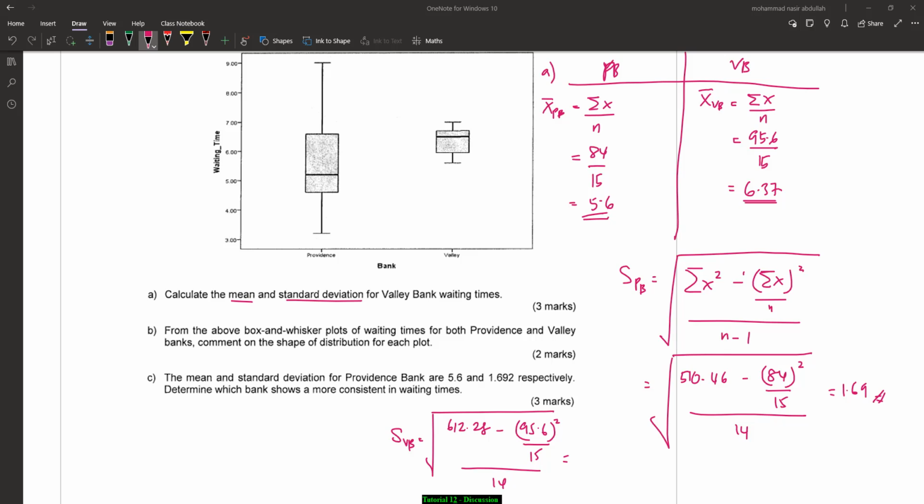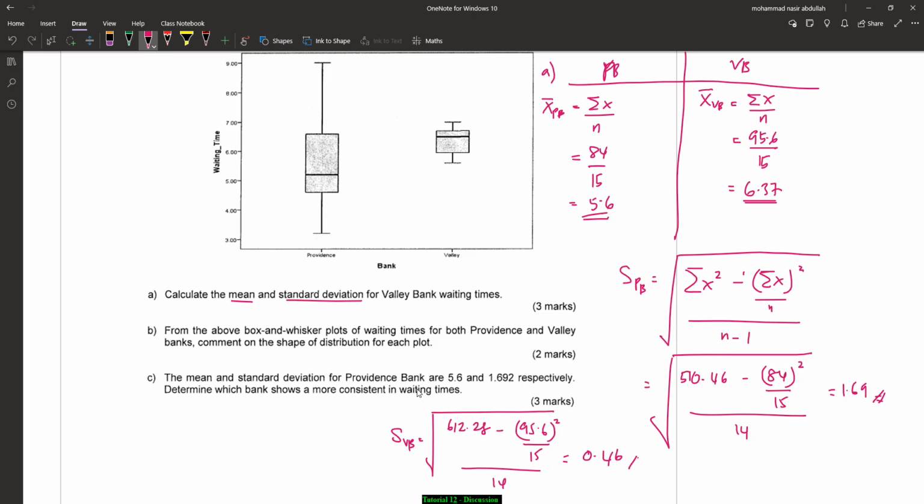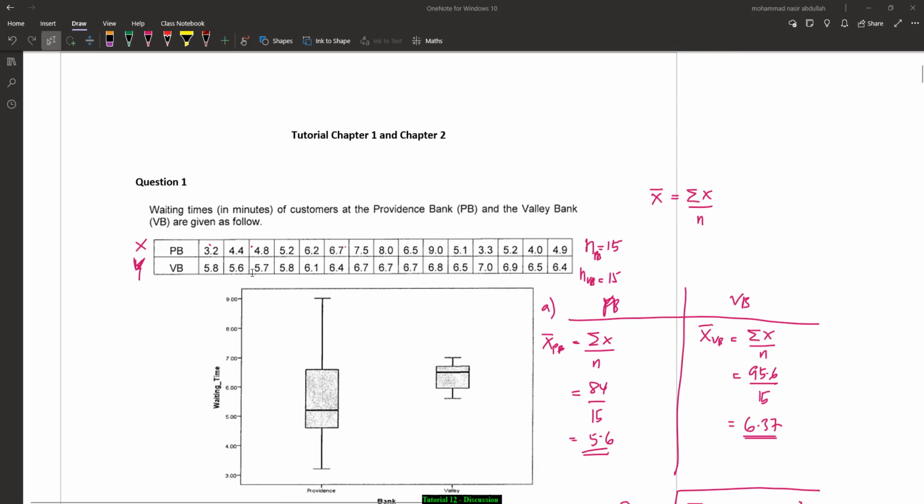So this one should be equal to shift 1 4 SY number 7, right? So 0.46. So this is a mean and standard deviation for PB and VB. So all together are 3 marks, right? So very simple if you are using a calculator.